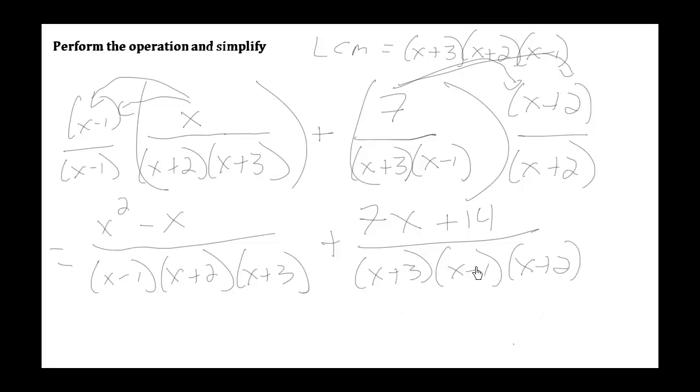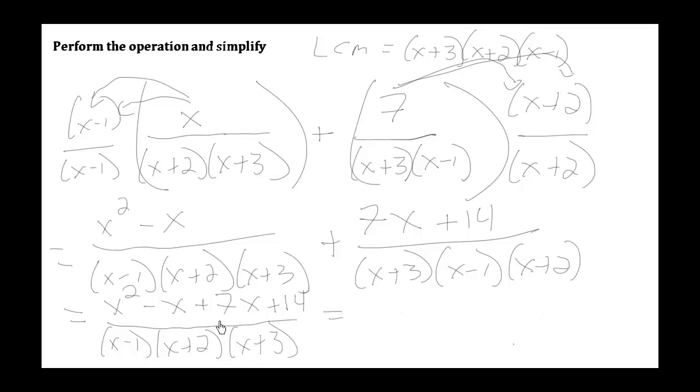And here we go. Now I can go ahead and add. So I got x squared minus x. Nothing to distribute because it's plus. So plus 7x plus 14. All over all this nonsense. X minus 1, x plus 2, x plus 3. Remember, leave the bottom factored and then combine like terms up top. X squared plus 6x plus 14 all over x minus 1, x plus 2 and x plus 3.